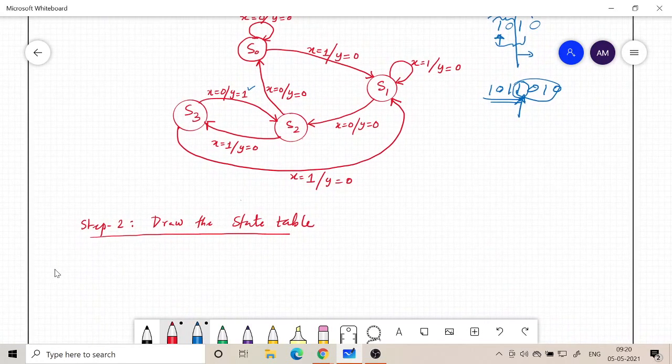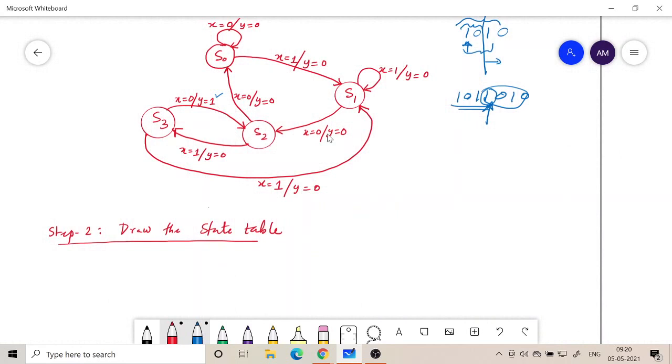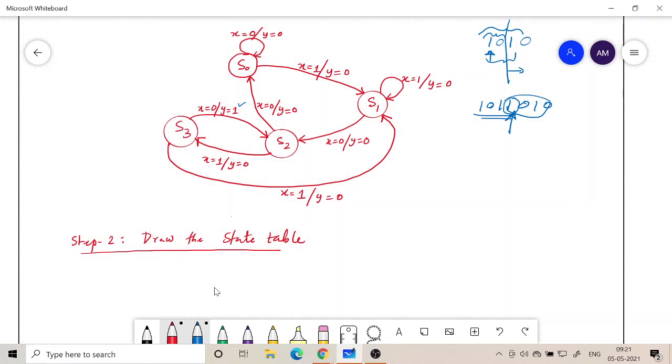So same information in a tabular form we can put in. Whatever information is in the state diagram, we can put in the same information in the form of a table. So that's what is called state table. So whenever we draw the state table, we need to assign some bit values for S0, S1, S2, S3. And you can do it in any fashion, but the simplest way we can think about is that S0 means 0 0. There are 4 states, so 2 bits is enough to represent 4 different states of a flip-flop.